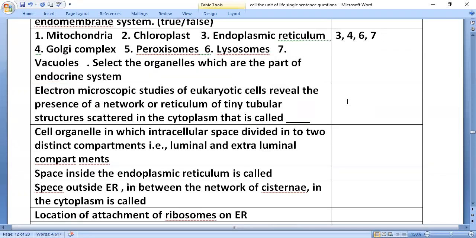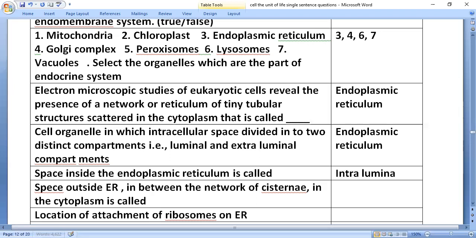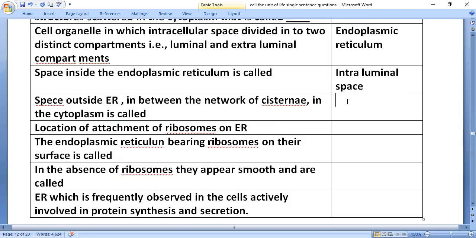Electron microscopic studies of eukaryotic cells reveal the presence of a network of tiny tubular structures scattered in the cytoplasm, called the endoplasmic reticulum. In this organelle, the intracellular space is divided into two distinct compartments, luminal and extraluminal. The space inside the endoplasmic reticulum is called the intraluminal space. The space outside the endoplasmic reticulum, in between the network of cisternae in the cytoplasm, is called the extraluminal space.